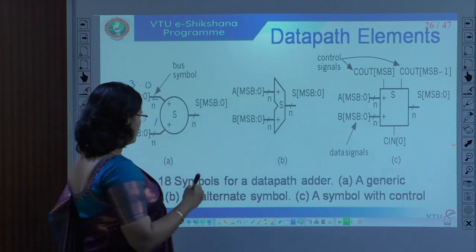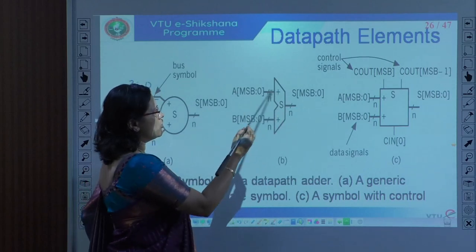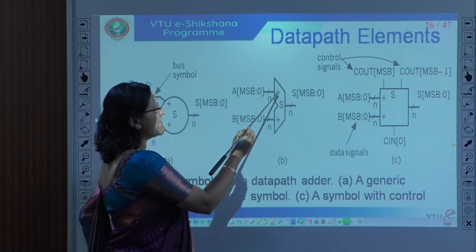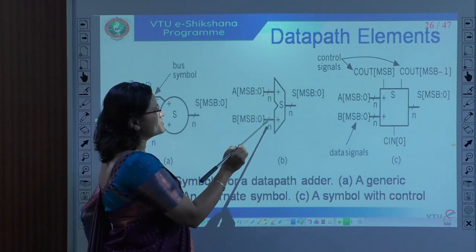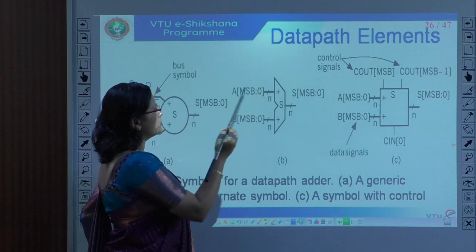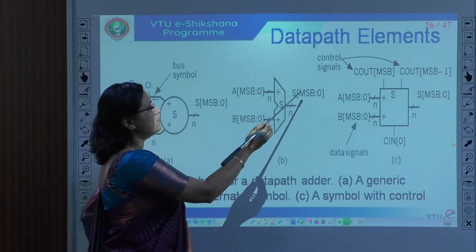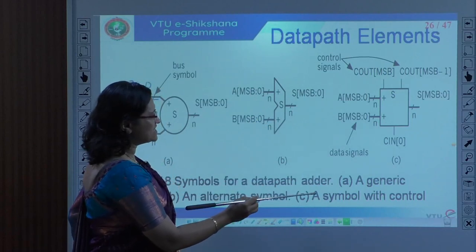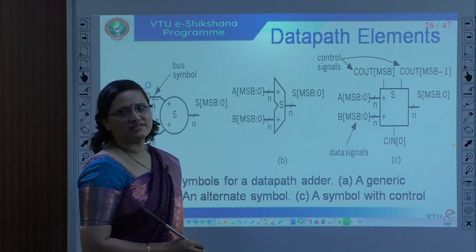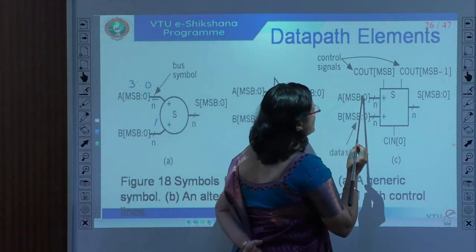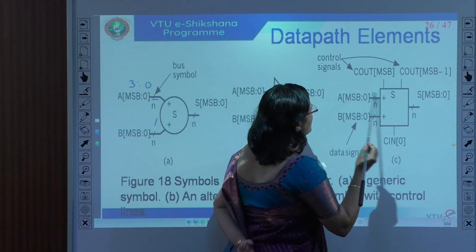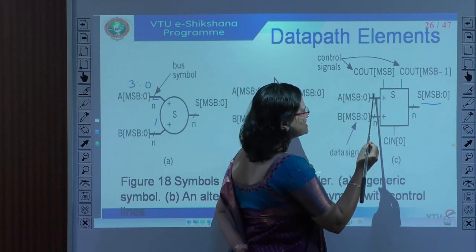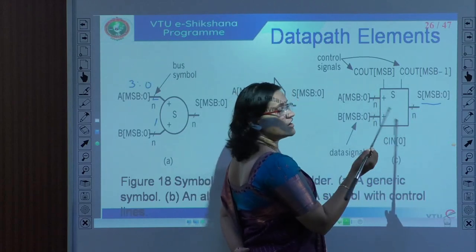So figure B is an alternate symbol. We can also write the symbol in this fashion. Here again the heavy line indicates it is a bus. So it has A MSB down to 0, B MSB down to 0, and sum MSB down to 0. Figure C is a symbol with the control lines. So what are the control lines? A MSB down to 0, B MSB down to 0 and S MSB down to 0 are indicated with heavy lines, and these three are buses.